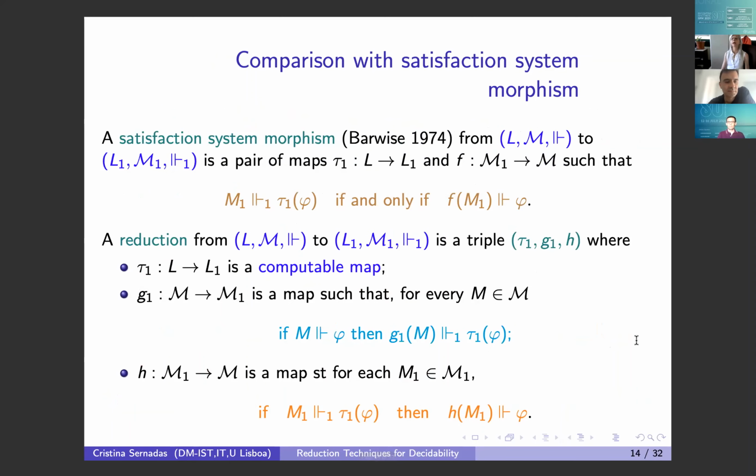Okay, if you want to compare this notion with the well-known notion of satisfaction system morphism, you see that it's not the same thing. But that should be expected, since when you define satisfaction system morphisms, you are basically interested in preservation of satisfaction. It's not the same thing that I put right here. The notion is due to Baier-Weiss, and you have here what it is. There is a map, again, going from L to L1. I'm putting this by taking N equal to 1, because that's the definition of satisfaction system morphism. In this case, you have a contravariant map going from M1 to M, and then you have what is usually called the satisfaction condition. And if you look at what we have in our definition for the case where N is equal to 1, you see that this condition also appears here, but the other is different. Of course, this was expected since the purposes are different.